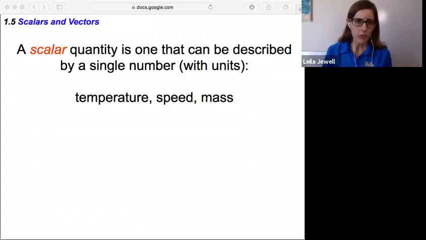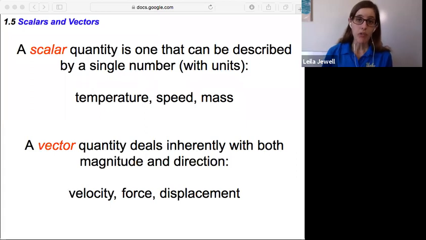So a scalar quantity is something that can be described by a single number, again with units, because we have to keep our units, they're too important. So temperature, speed, mass, or time are all examples of scalar quantities, where there's just a number and a unit, and that's all. Things get a little more complicated in contrast with vector quantities.